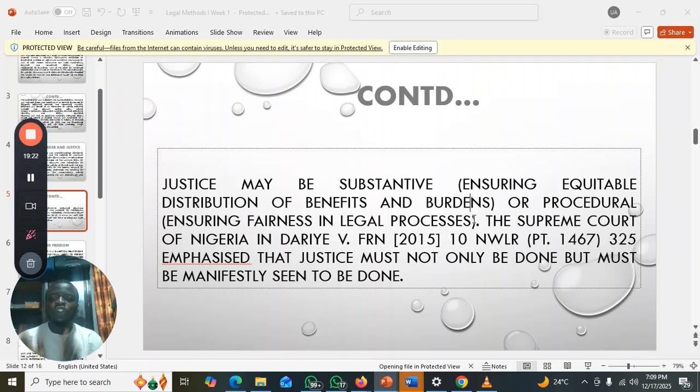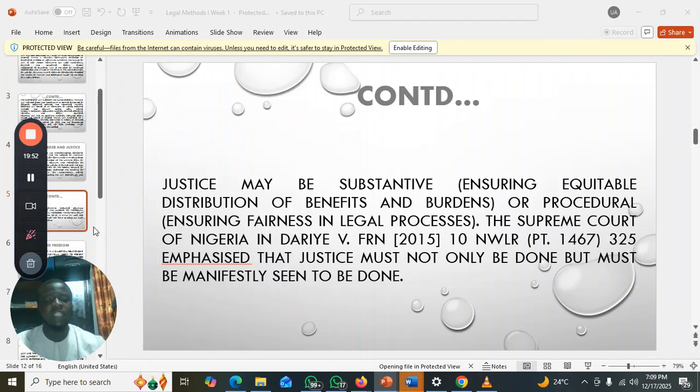Justice makes sure that these procedures are followed, and justice makes sure that these laws are followed. So you can see justice as a substantive law, or you can see it as a procedural law. If you see justice as a substantive way of distributing benefit and burden, it is the same thing. If you see justice as procedural, ensuring fairness in legal process, then it is the same thing. So that's law, justice, and order in that regard.